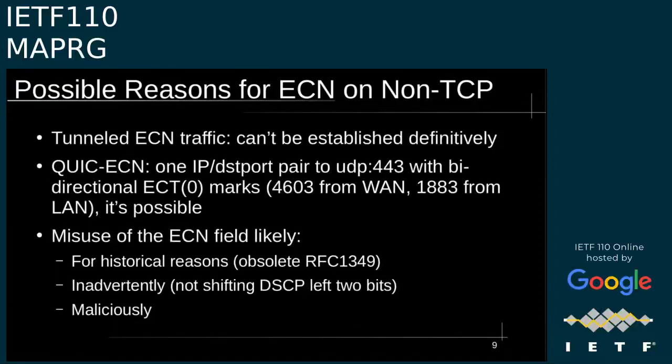The now obsolete RFC 1349 defines a value for minimized monetary cost that conflicts with ECT0. And if a developer also forgets to shift that obsolete value to the left by 1, they might end up with an ECT1 as well. We did not see extensive marking on non-TCP traffic overall, but what we did see is that misuse of the ECN field can be expected from time to time.